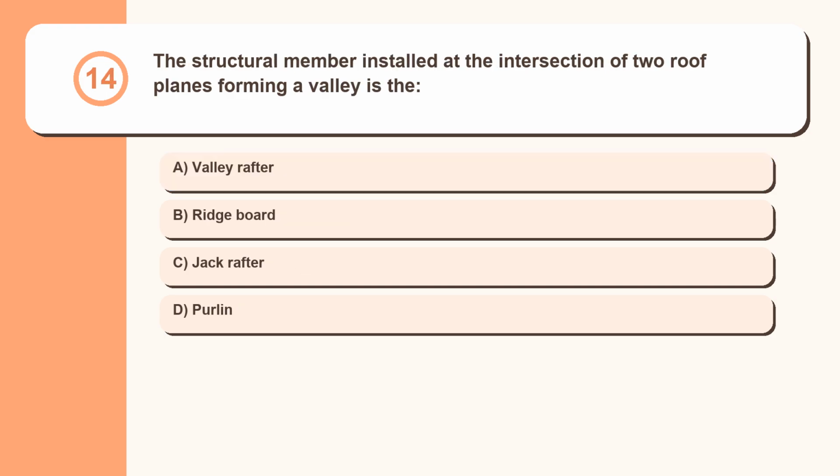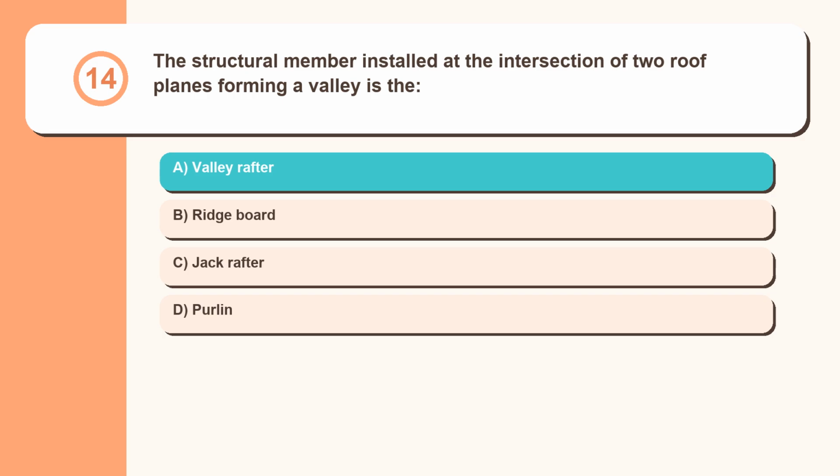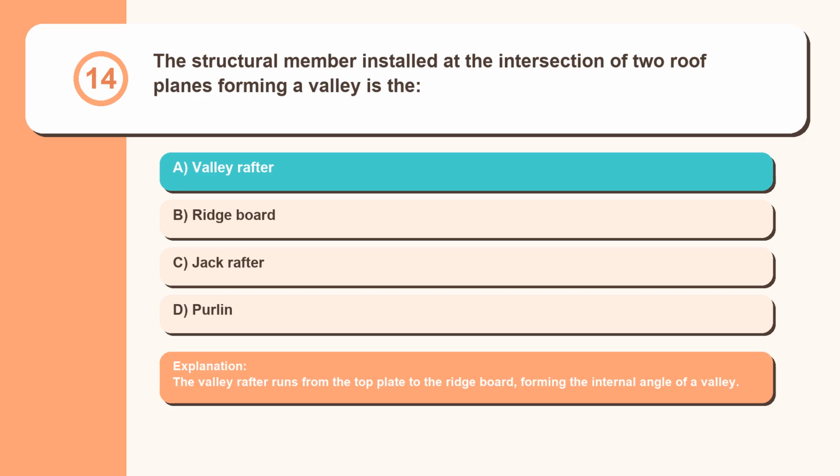Question 14. The structural member installed at the intersection of 2 roof planes forming a valley is the valley rafter, ridge board, jack rafter, purlin. The valley rafter runs from the top plate to the ridge board, forming the internal angle of a valley.